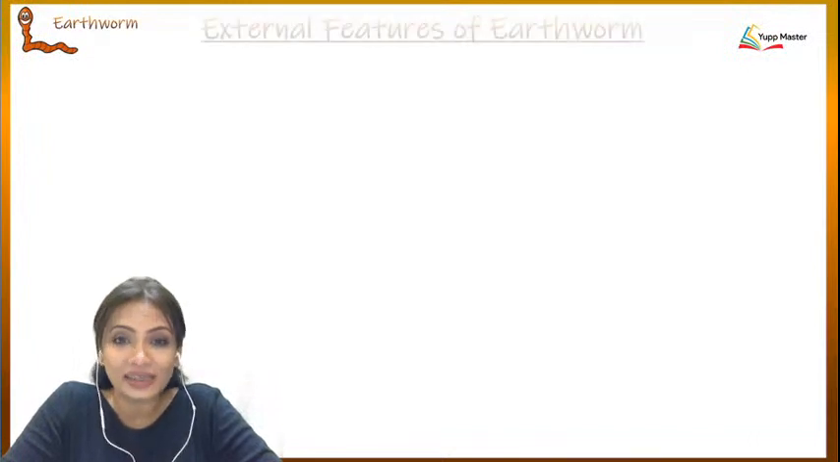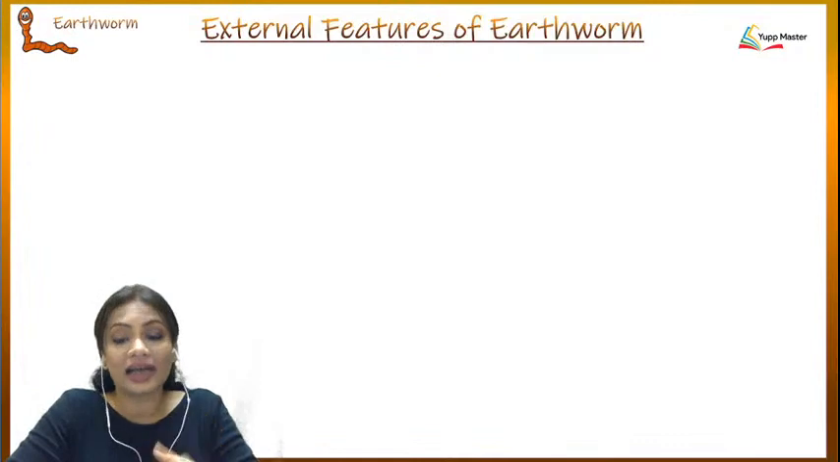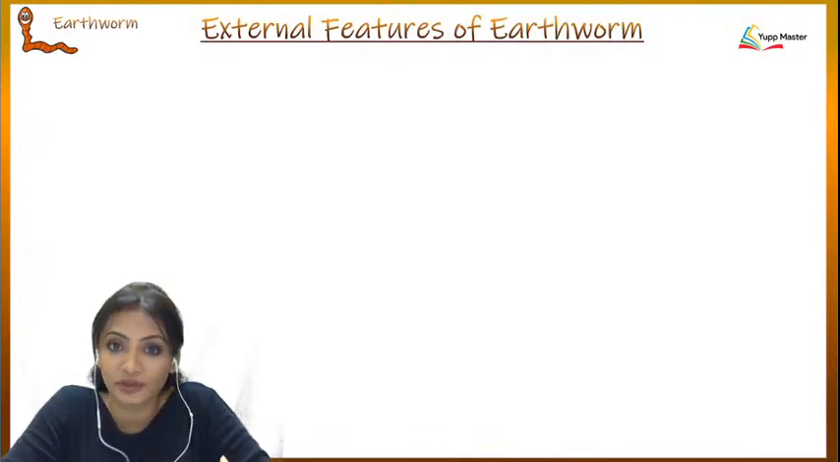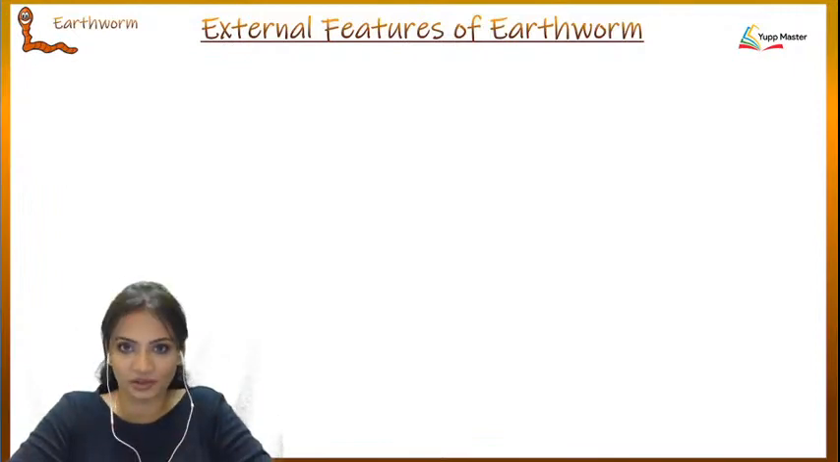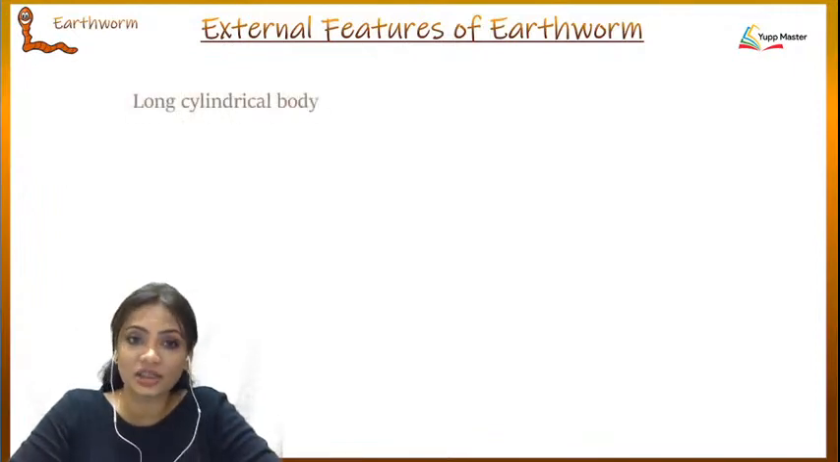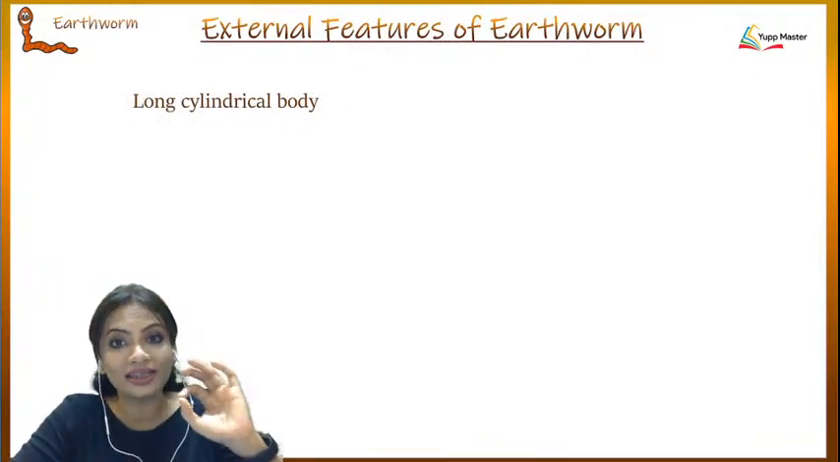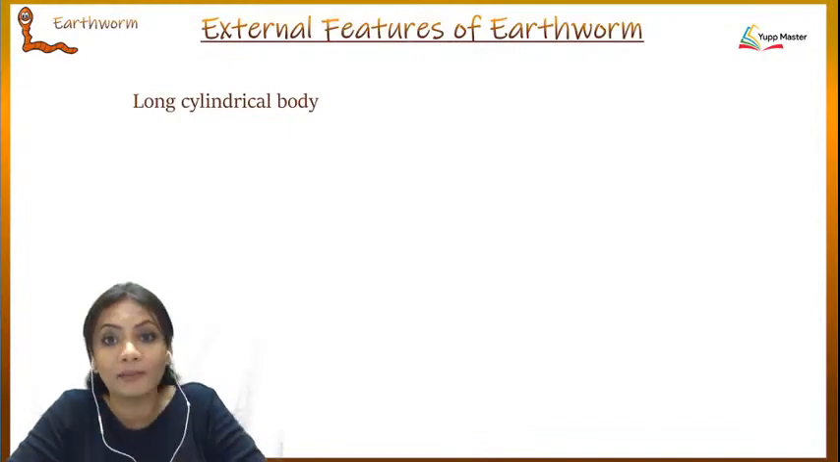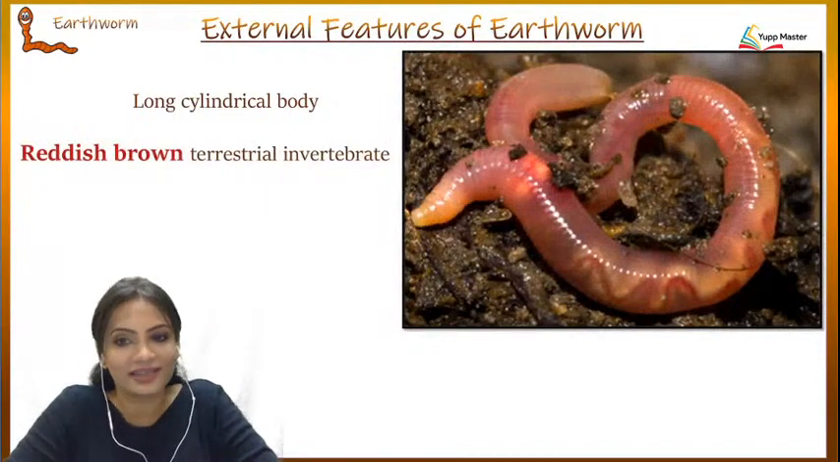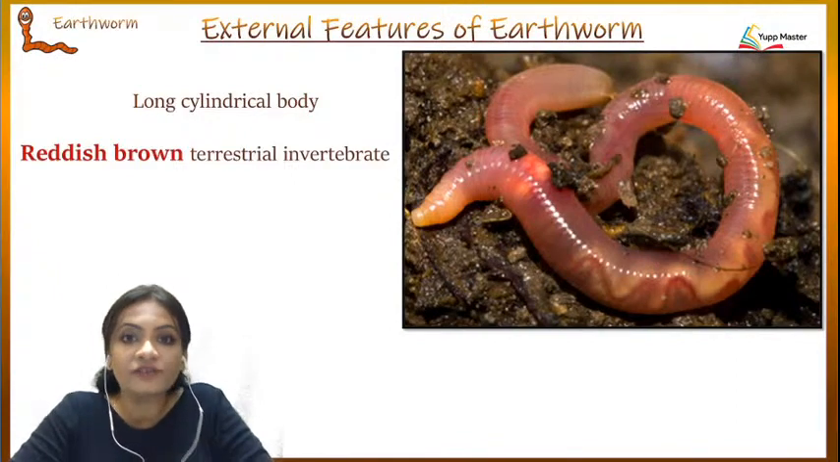Alright, so while studying the earthworm, before we actually get into the different systems of this earthworm, let's just see what exactly are the external features of this earthworm. First and foremost, on seeing an earthworm, you will see that it always has a long cylindrical body, right? Now, here is that earthworm, look at that over there. Now, it is a reddish brown in color, okay, and it is a terrestrial invertebrate.